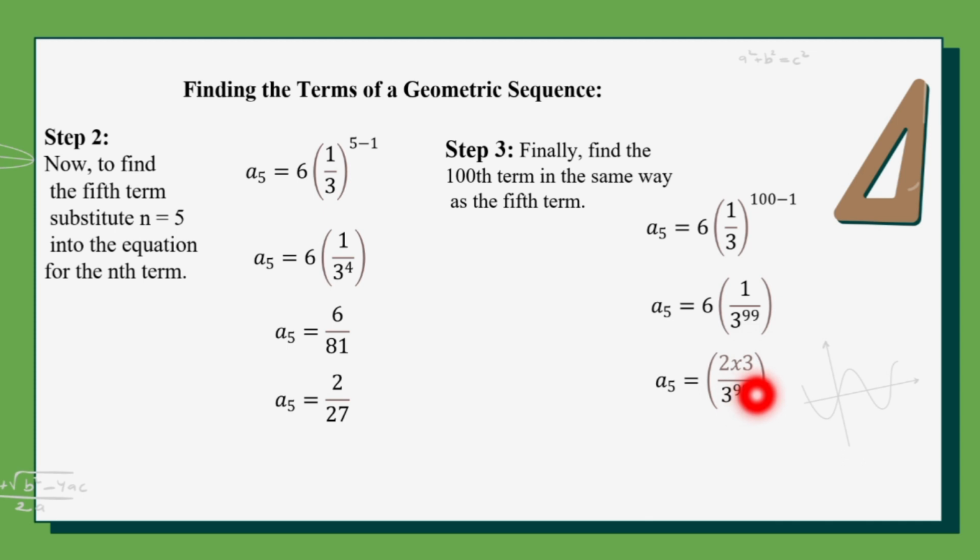Itong 2 times 3, parang yung 6 niya is pinactor out lang niya, no? Pinactor out lang niya, tapos kinapin niya yung denominator niya. So, parang kinancel niya something na parang naging a sub 100 is equal to 2 over 3 to the power of 98.